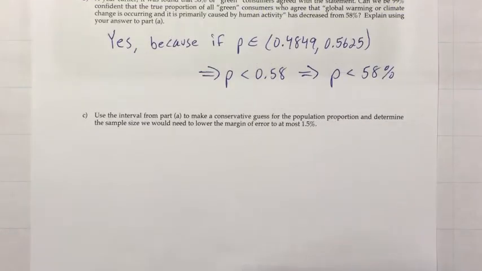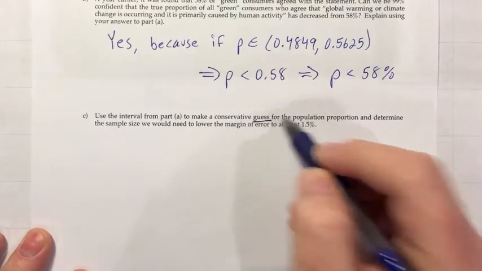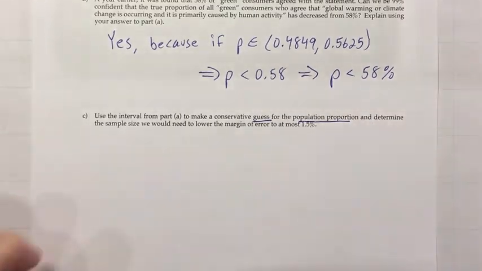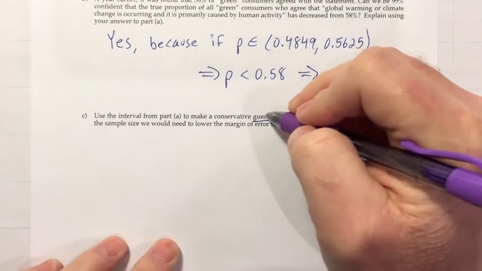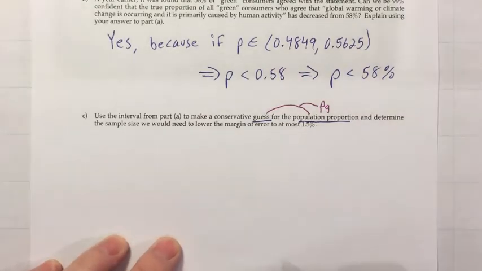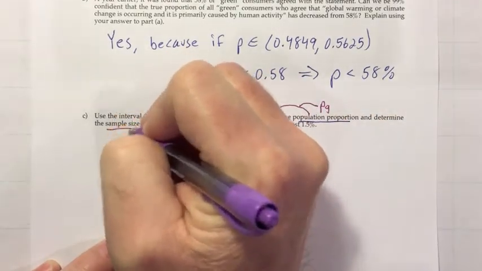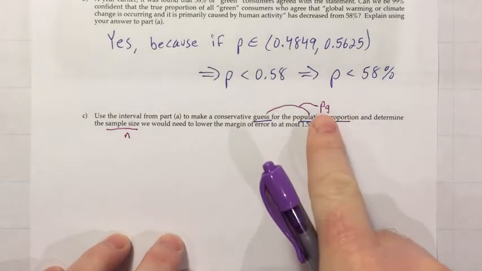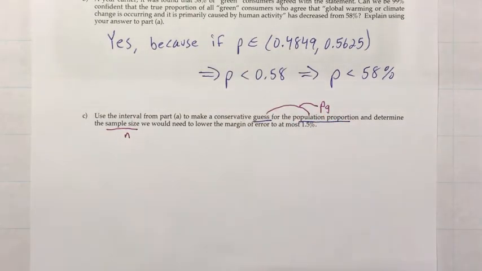All right, moving on to part C. Let's use the interval from part A to make a conservative guess for what the population proportion is. So that's going to be our PG. And then once we have that, determine the sample size we need to lower the margin of error to at most 1.5%. So there's two things they're asking us to come up with here. A guess at the population proportion. So if we're guessing at the population proportion, that's going to be us trying to figure out a value for P sub G. And we're doing that because they want us to determine the sample size, which is n. So we're clearly in proportion land, and we're looking for sample size.